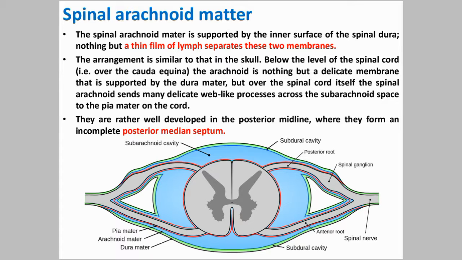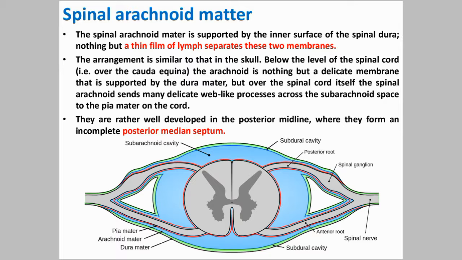Below the level of the spinal cord, over the cauda equina, the arachnoid is nothing but a delicate membrane that is supported by the dura mater. But over the spinal cord itself, the spinal arachnoid sends many delicate web-like processes across the subarachnoid space to the pia mater of the cord.